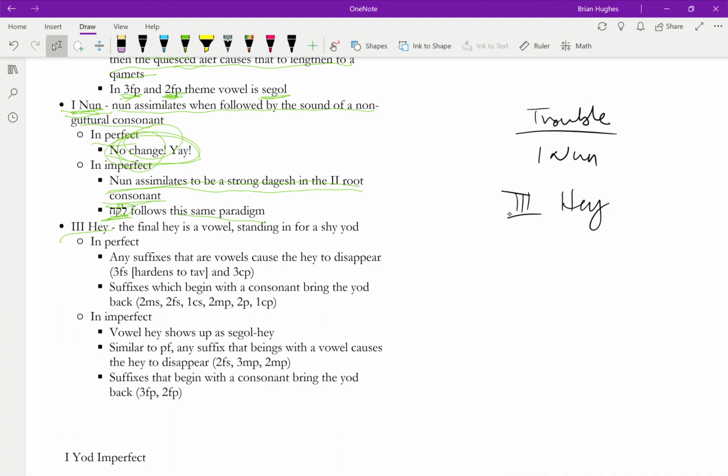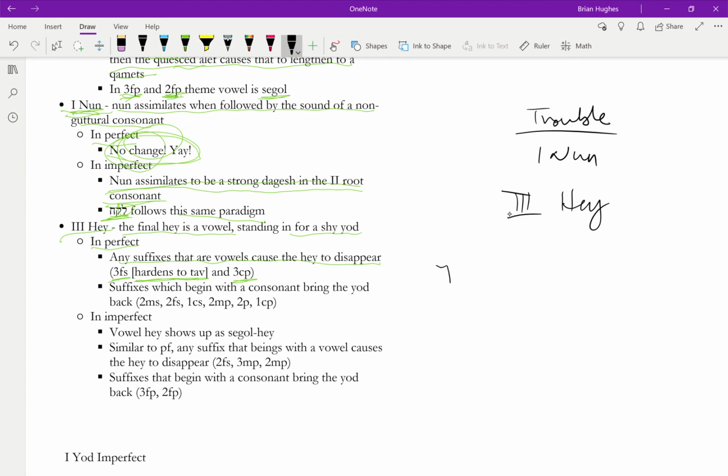The third hey, the final hey of that third hey, is a vowel. It's standing in for a shy yod. In the perfect, any suffixes that are vowels cause the hey to disappear. So the third feminine singular, which is bringing the kametz hey ending onto our root, the hey actually disappears. It hardens to be a tav to take it. In the third common plural, the hey completely disappears. Instead of gala or galahu with the hey, we just get galu there.